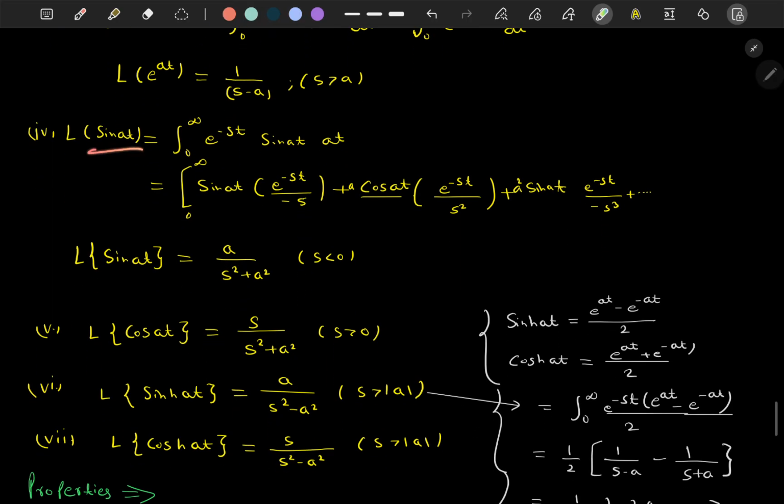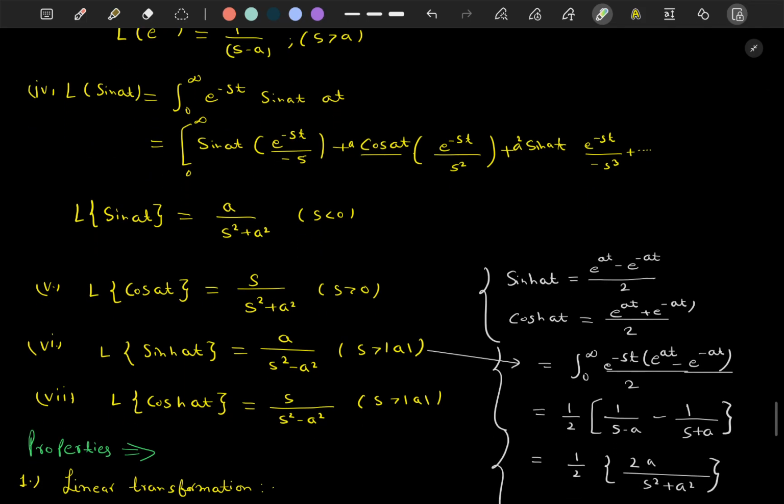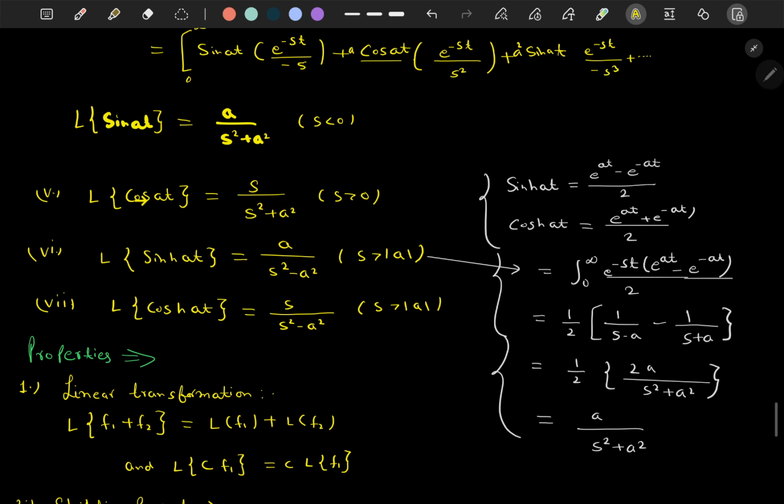Now Laplace transformation of sine function, sine at. So simply we have to remember this. Laplace transformation of sine at will be a upon s square plus a square, and in cos we have s over s square plus a square. In sine we have a by s square plus a square. In cos we have s.